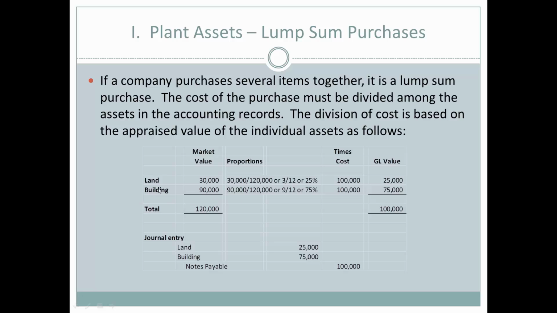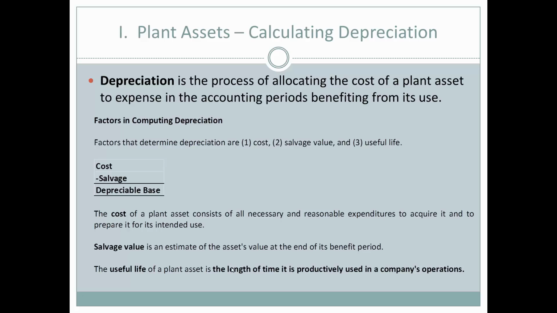75% of the $100,000, or $75,000, will be placed in the general ledger records as the cost of purchasing the building. So the total general ledger value will equal the amount of cash that they actually paid. And the journal entry would be to debit land and building for the amount paid, and credit notes payable, or perhaps it could be cash, for $100,000.